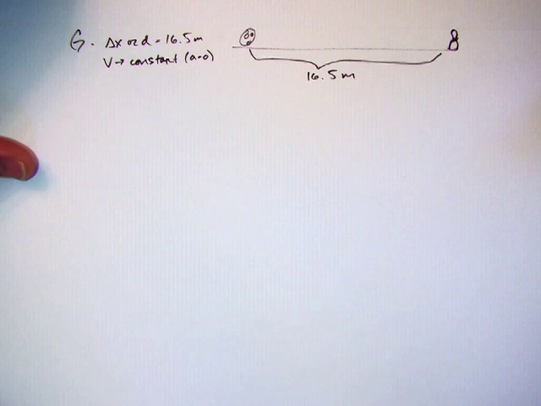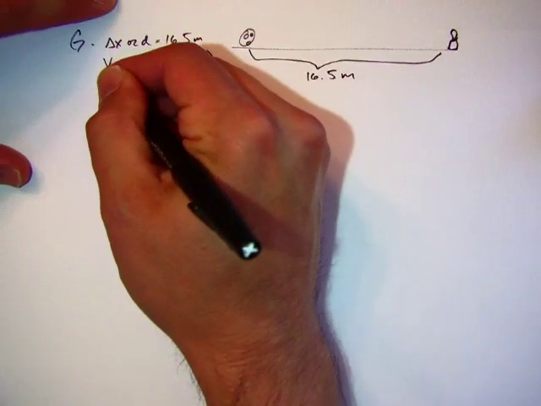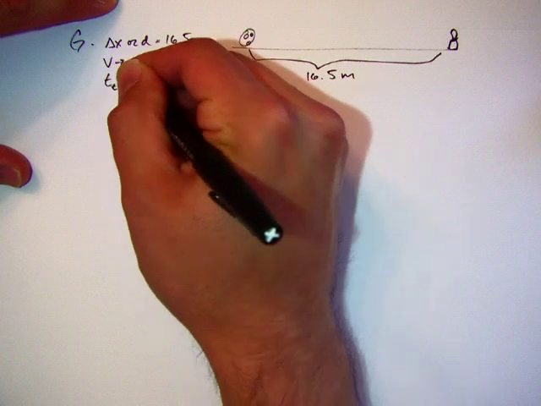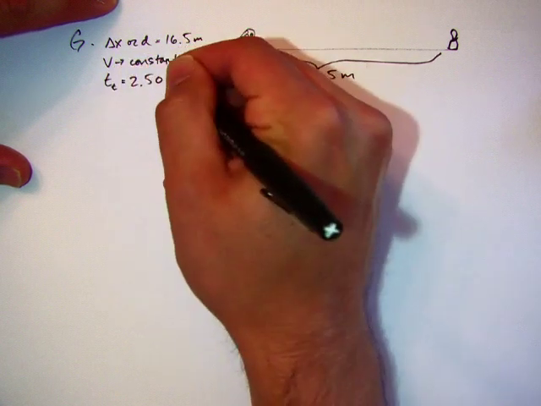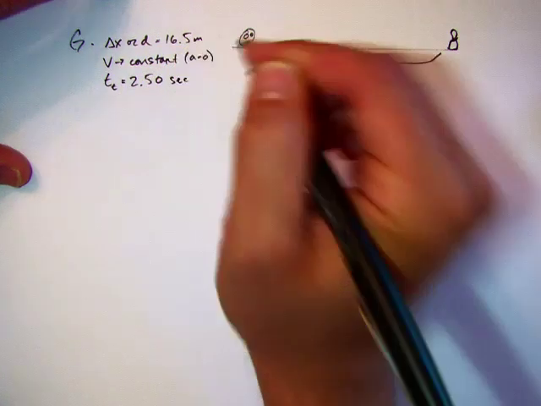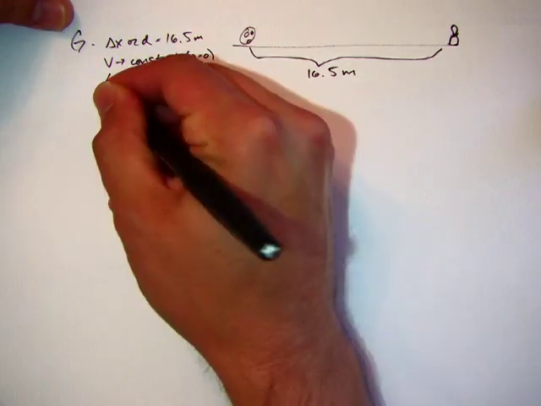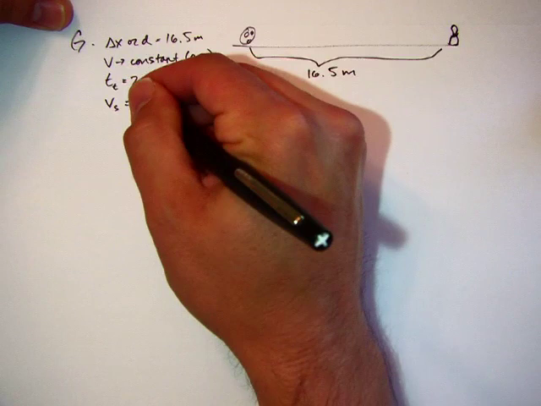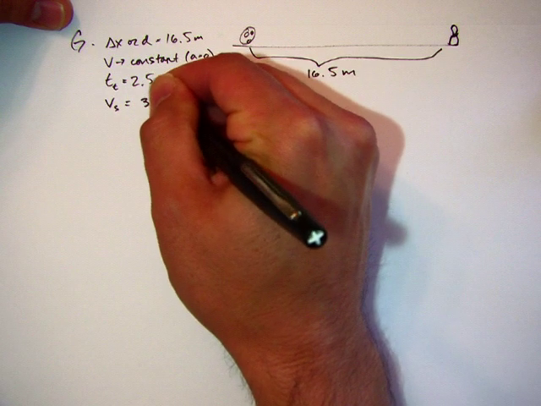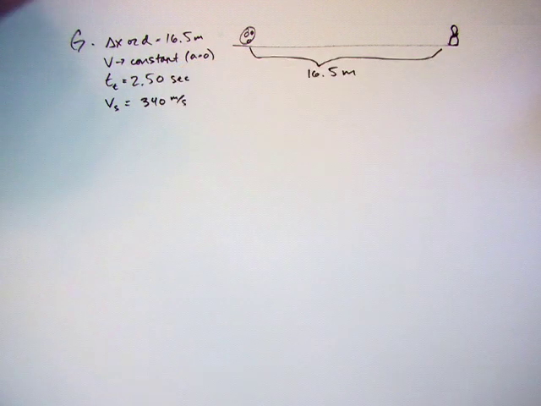I'm given that the total time is 2.5 seconds. And that is the time for the ball to go down the lane, for it to hit the pin, and for the sound wave to travel back through the air so that you can hear that it hit. And we know the velocity of the sound wave is 340 meters per second.